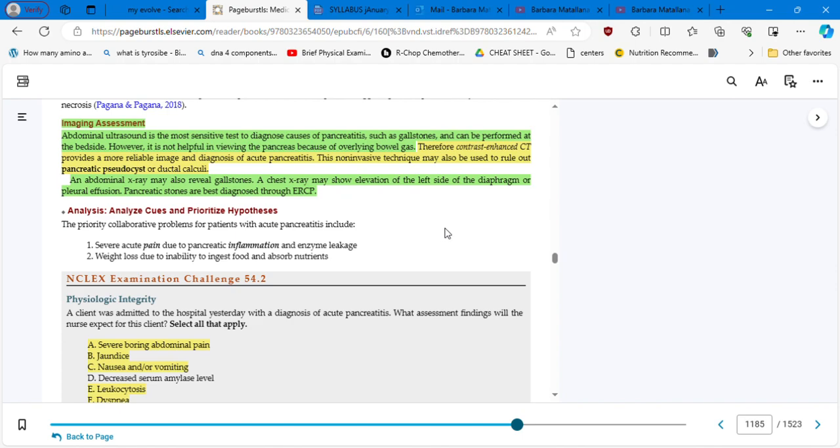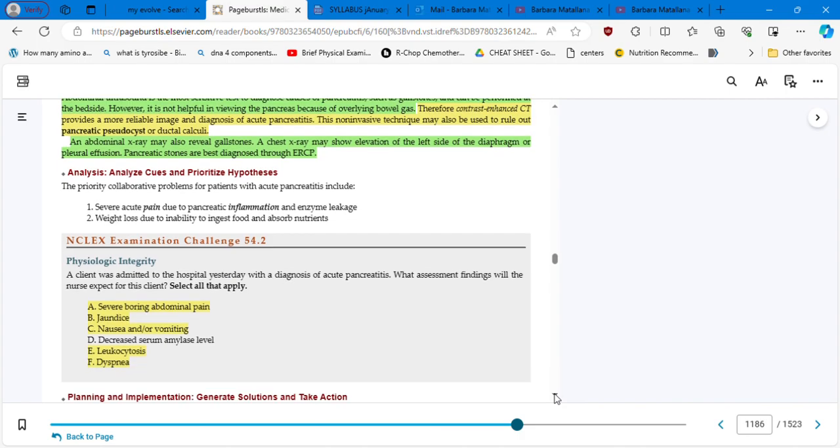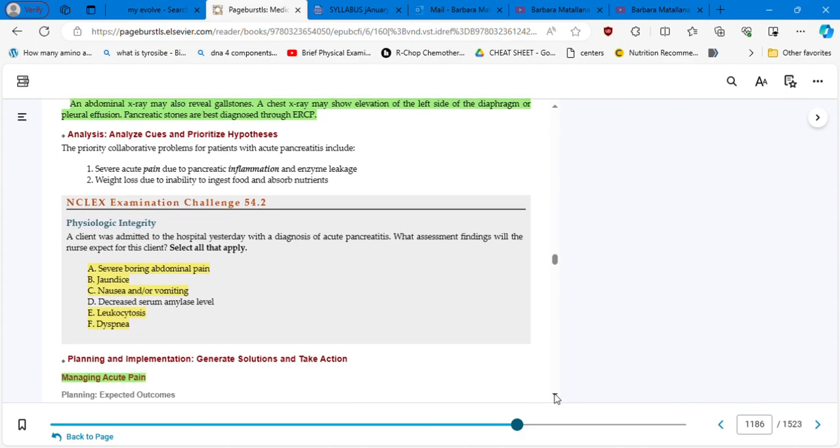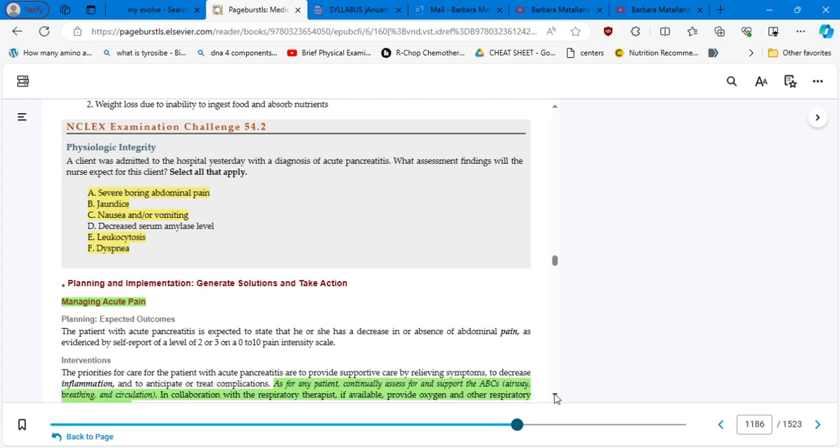Chest X-ray may show elevation of the left side of the diaphragm or pleural effusion. This is very important. Pancreatic stones are best diagnosed through ERCP, which we presented and described and saw the video before. So we have an NCLEX question.